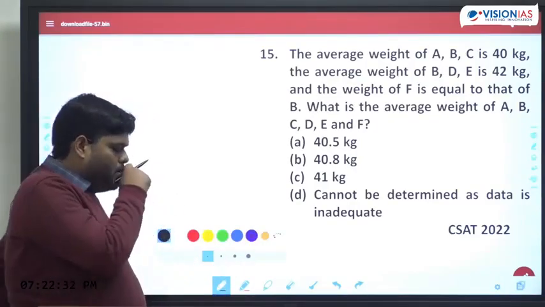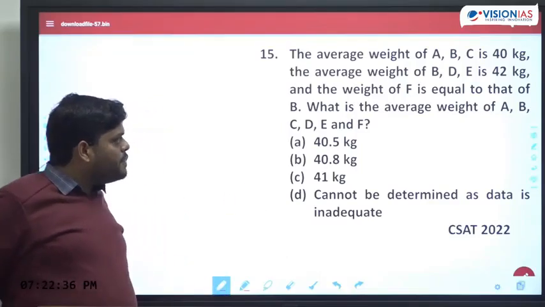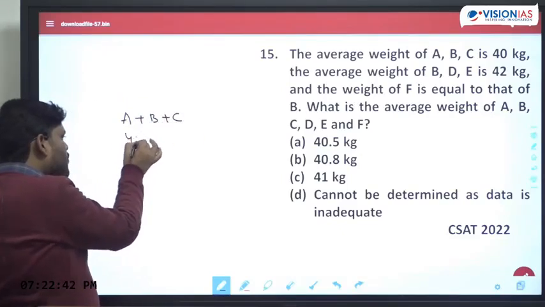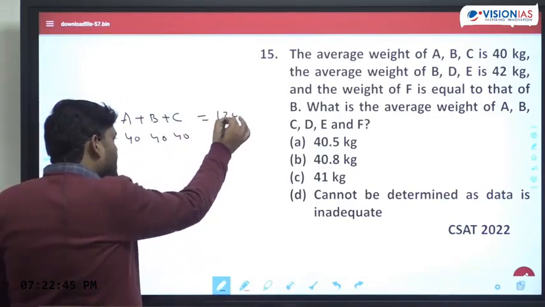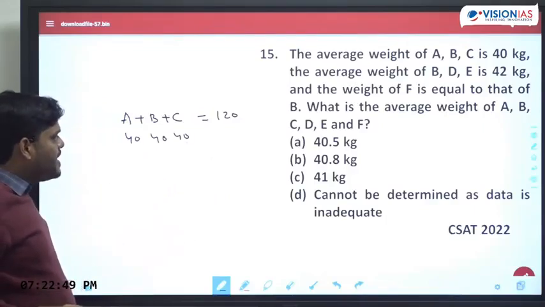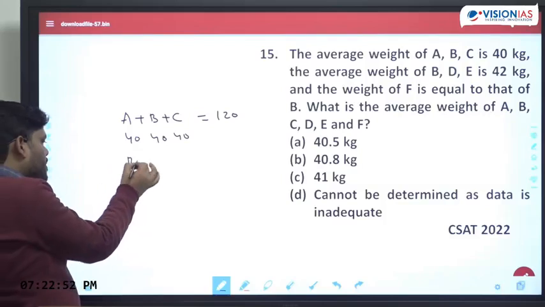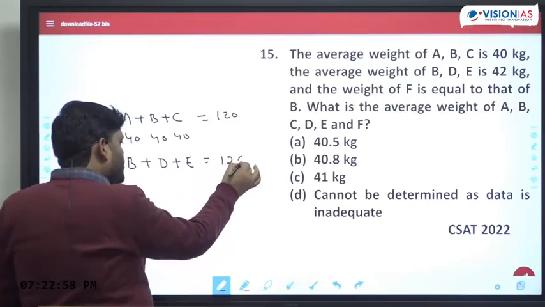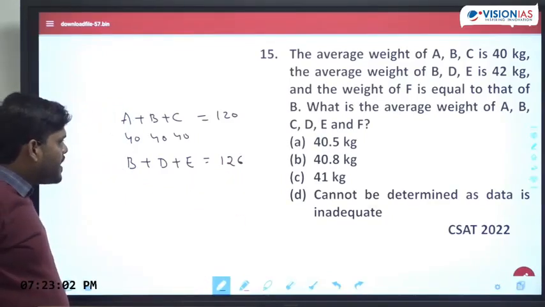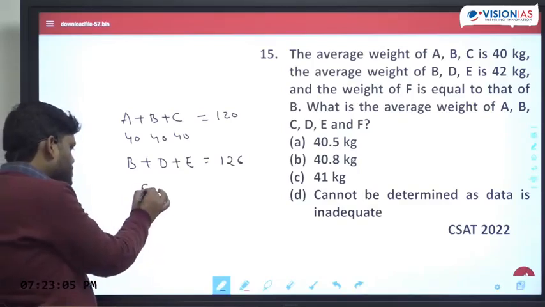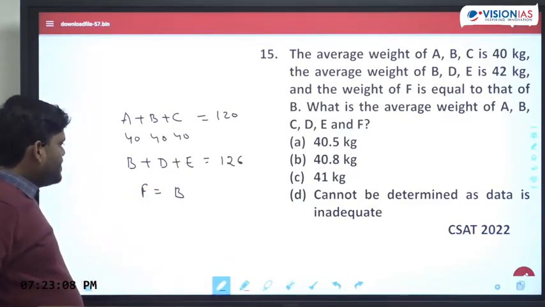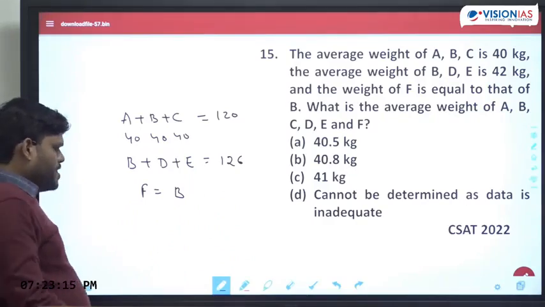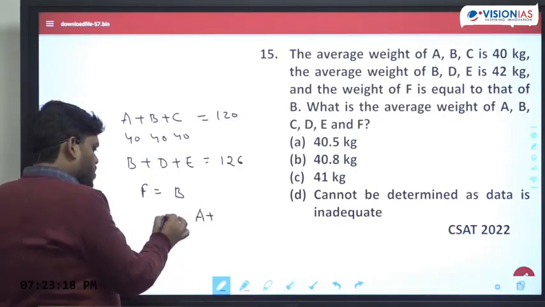Let's see that. The average weight of A, B, C is 40. So A plus B plus C, 40, 40, 40, that means the total is 120. Okay? The average weight of B, D, E is 42. B plus D plus E, 42 means 126. The weight of F is equal to B. What is the average weight of A plus B plus C plus D plus E plus F?